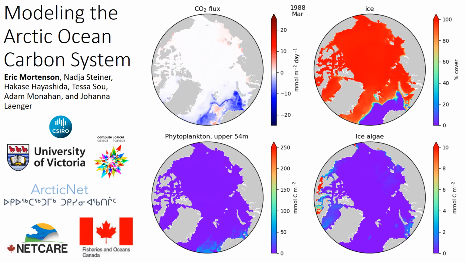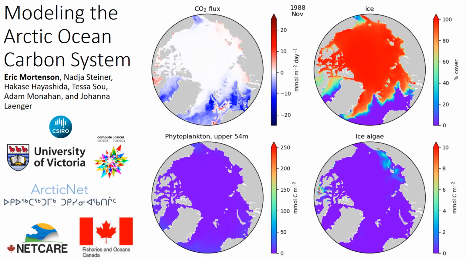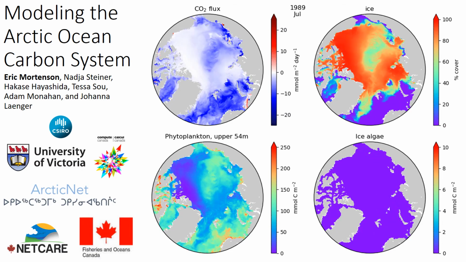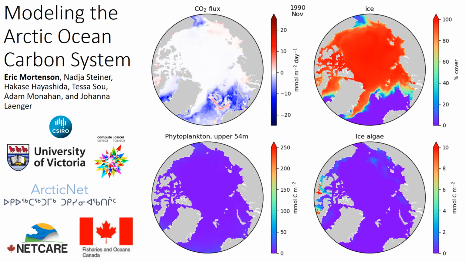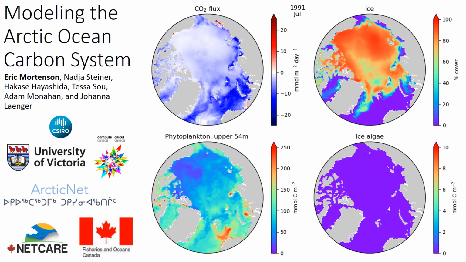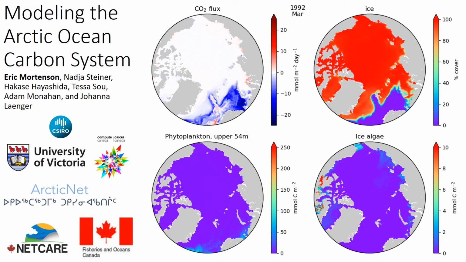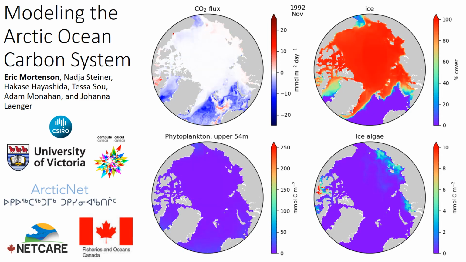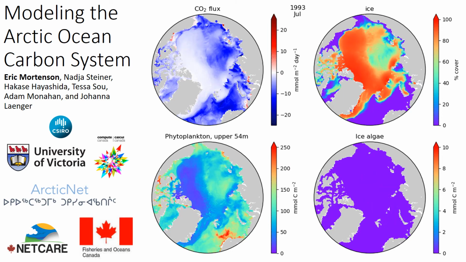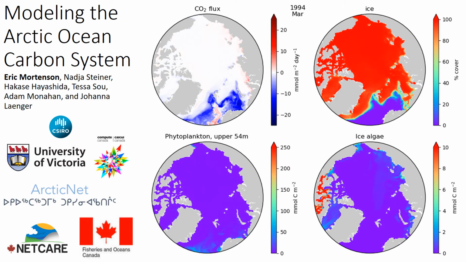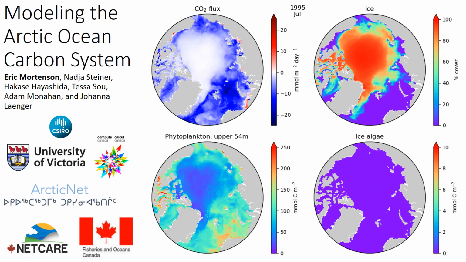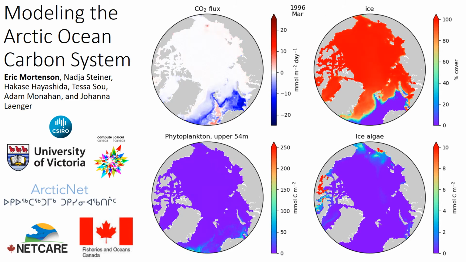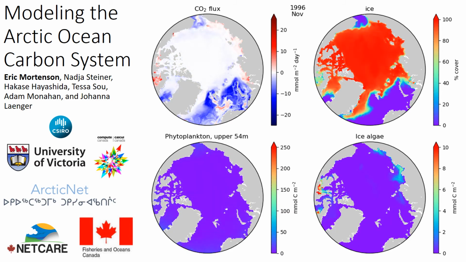What I have to show in this first title slide is, going clockwise, the CO2 flux, the ice concentration, the ice algae, and the phytoplankton as monthly products from the beginning of the model run in 1980 through to the end of the model run in 2015, to give just an idea of what is available in this model, in this output.